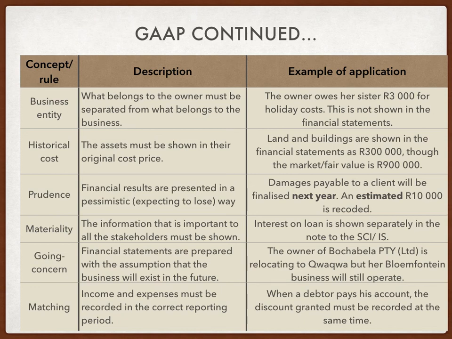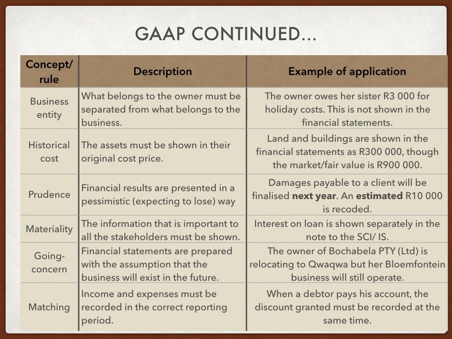The first one we have there is business entity. According to this, all that belongs to the business should be separated from what belongs to the owner, and what belongs to the owner should be separated from what belongs to the business. Let's look at the example there to see how we apply this rule. The owner owes her sister 3,000 for holiday costs. This will not be shown in the financial statements because the owner engaged in this transaction in her personal capacity.